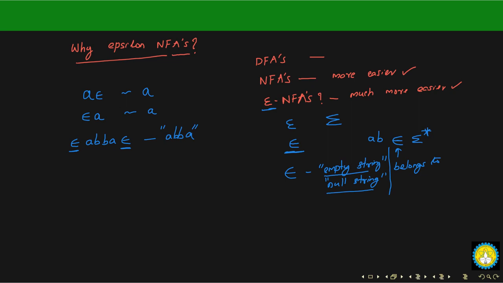But we have very interesting ways of creating NFAs if you use epsilons, which means I'm going to use epsilon transitions. So in an epsilon NFA, I can have epsilon transitions. We will look into epsilon transitions with an example. The key thing to understand in an epsilon NFA is that we can have epsilon transitions. Okay, so we will understand this with the help of a diagram.